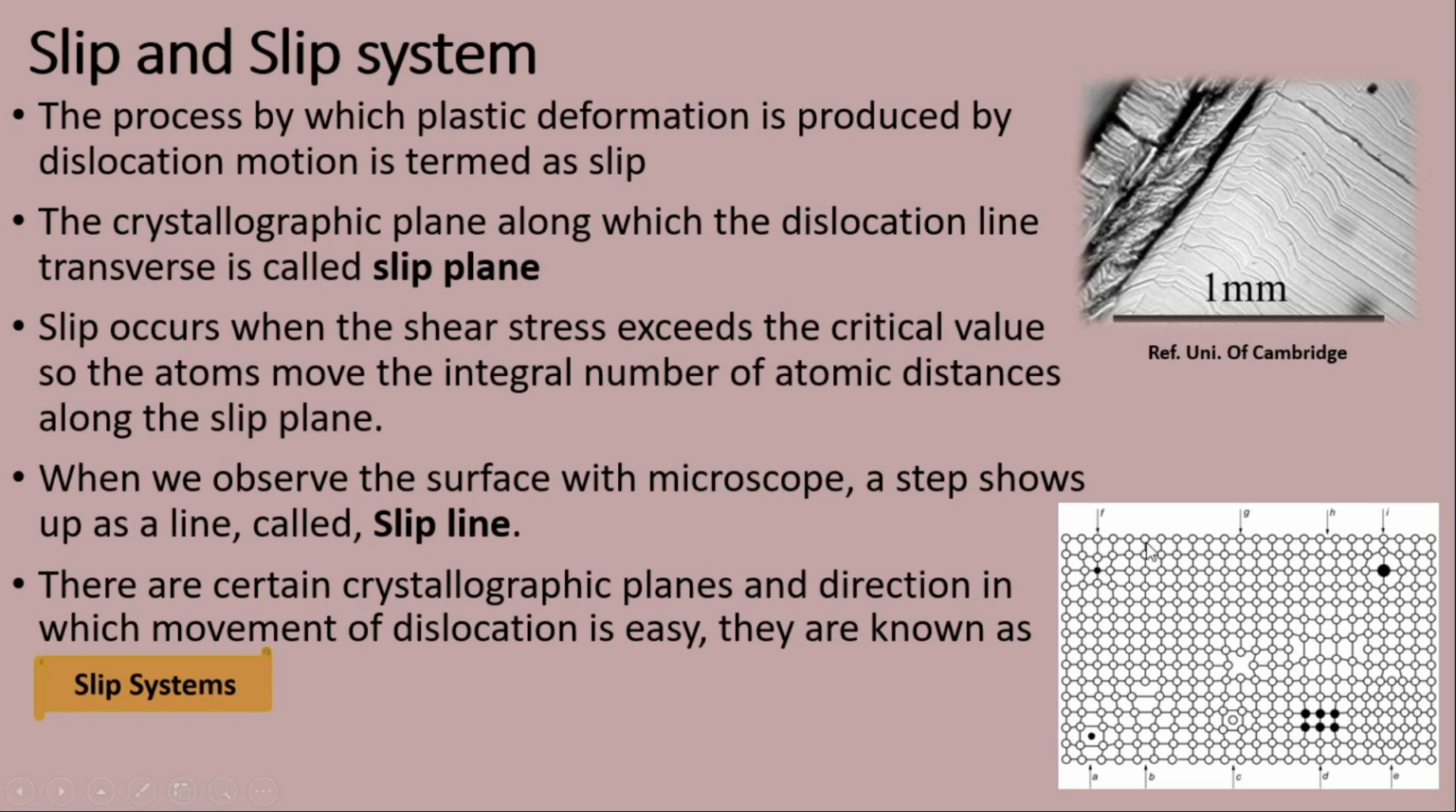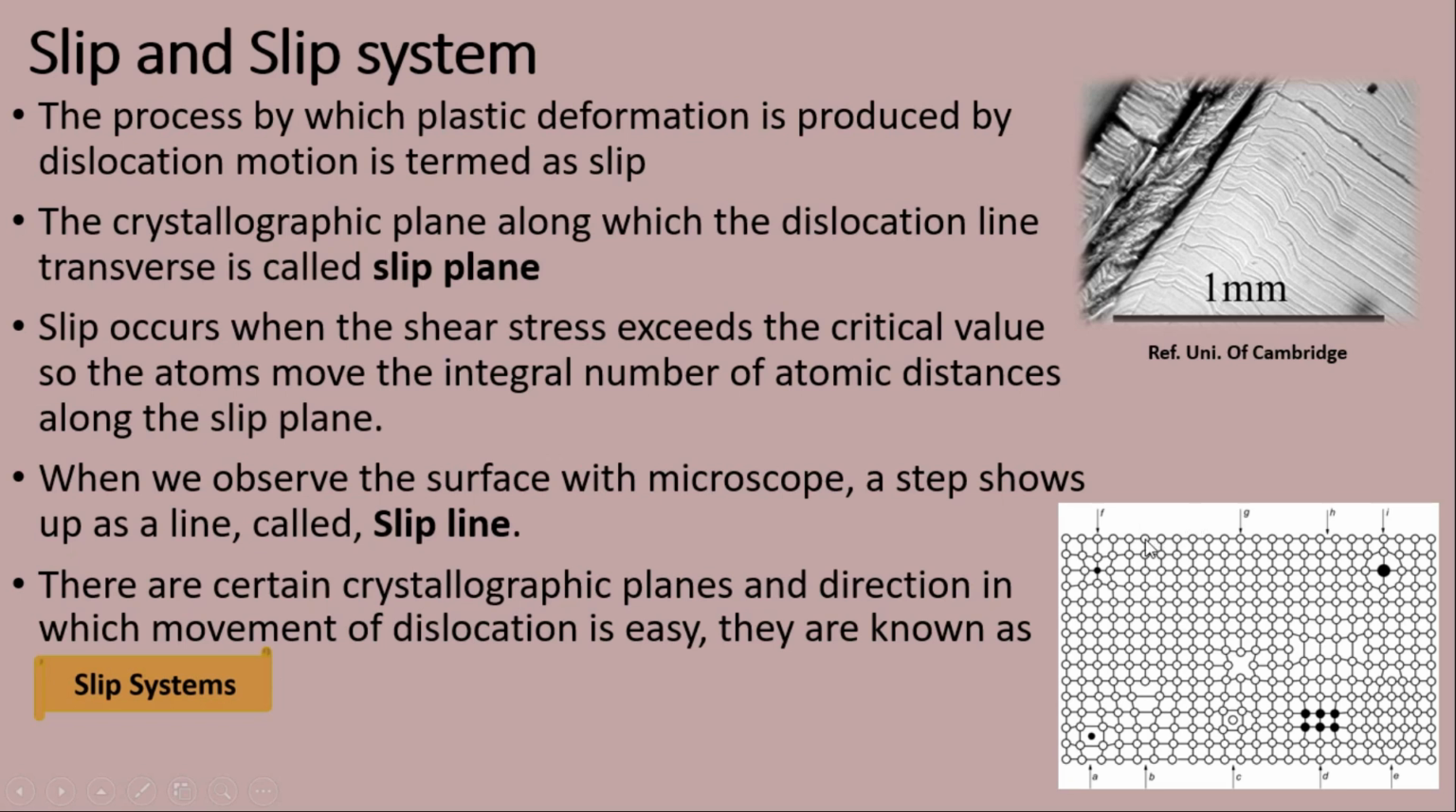If we are applying stresses on a crystal structure, a shear is developed in the crystal structure, and when that shear exceeds the critical value of that material, the dislocation or the slip moves an integral number of atomic distances along the slip plane. Let's suppose this whole plane is our slip plane, and the dislocation is moving from the left towards the right.